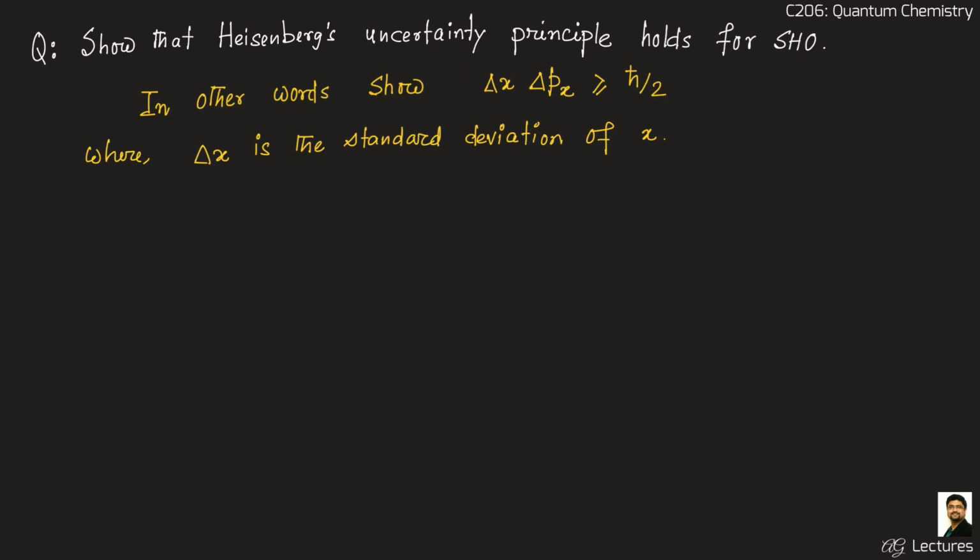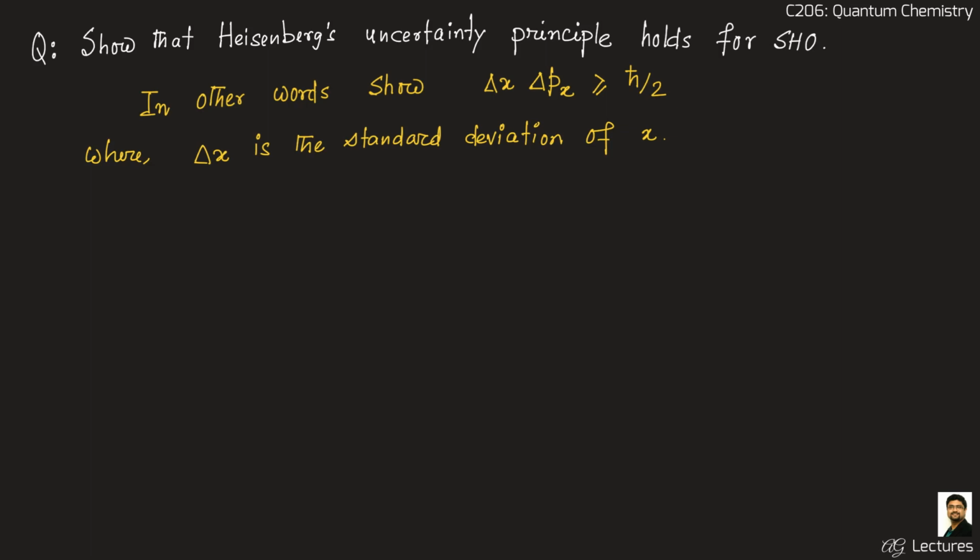The second question that we would like to discuss is that we will be trying to show that Heisenberg's uncertainty principle holds for the simple harmonic oscillator. So we'll be showing that delta x, delta px product is larger than or equal to h cross over 2. But delta x is the standard deviation of x and delta px is the standard deviation of the momentum along x.